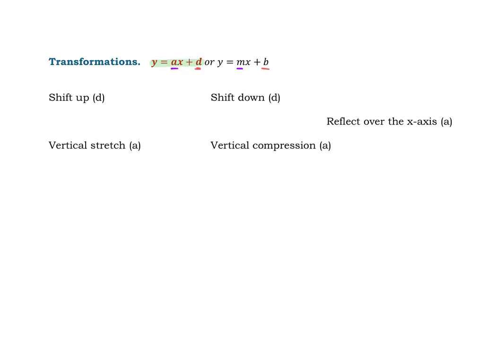Okay, so the first transformation is shifting it up. And hopefully you know that's the y-intercept. So when I shift it up, I'm going to add a number to the x. So an example of that would be y equals x plus 3. Now to shift down, I'm going to subtract a number from x. An example of that would be y equals x minus 5.